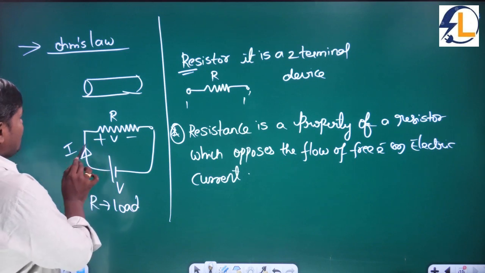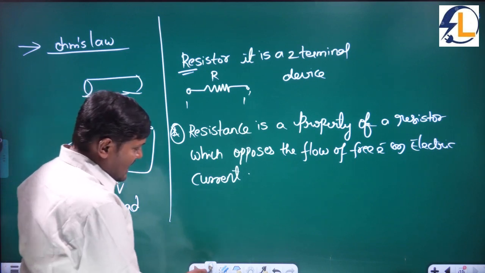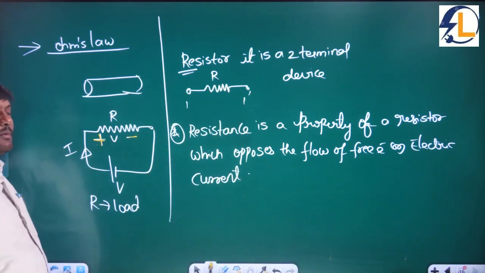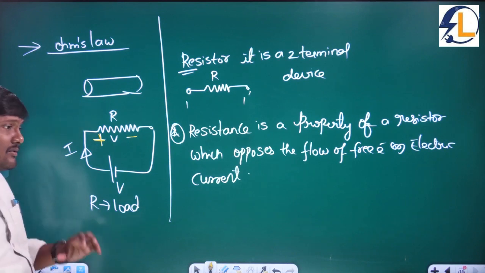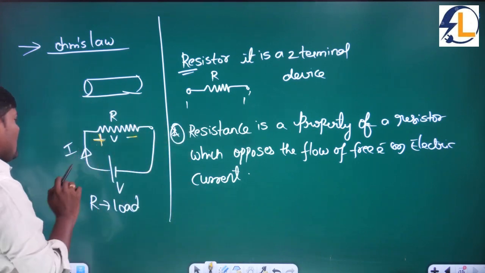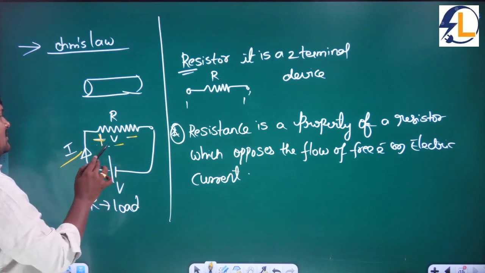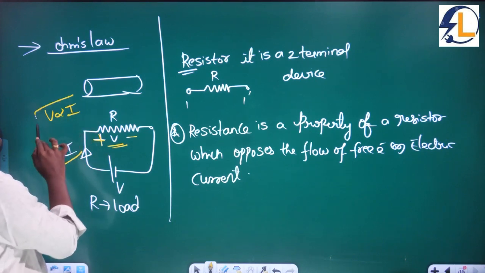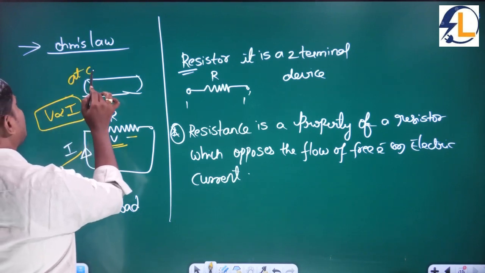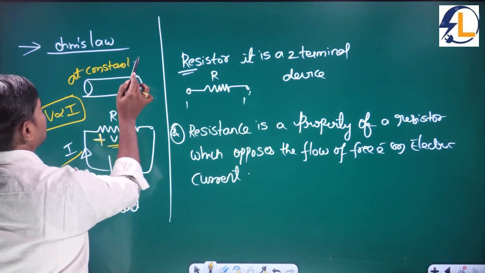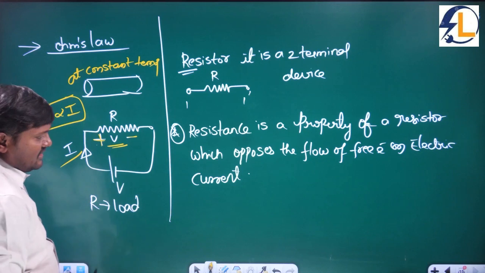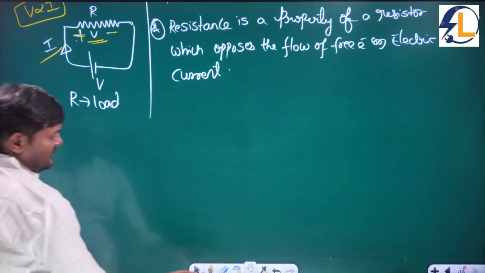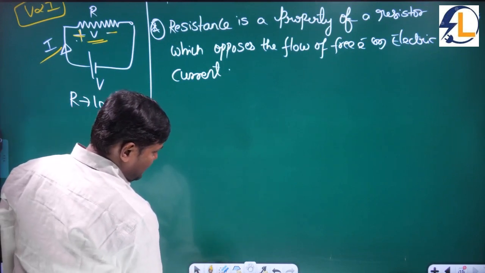Always the current flows from higher potential to lower potential. Higher potential is represented with plus, lower potential is represented with minus. The voltage drop across a resistor or conductor is directly proportional to I at constant temperature. Then this law is called Ohm's law: V is directly proportional to I.